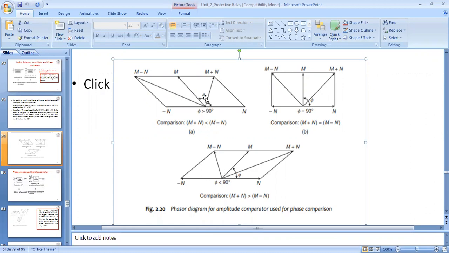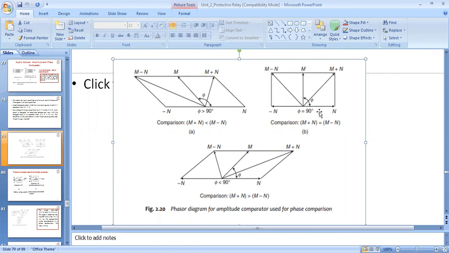In the first case you will see M plus N is lesser, the length you can check. Here M minus N is greater than M plus N. So from this, the angle between M and N, you can check, is greater than 90. So in this case, my comparator will not show any error.